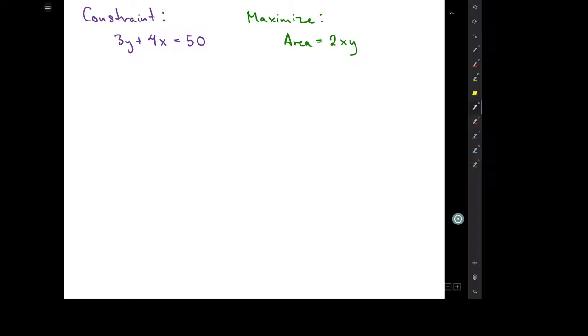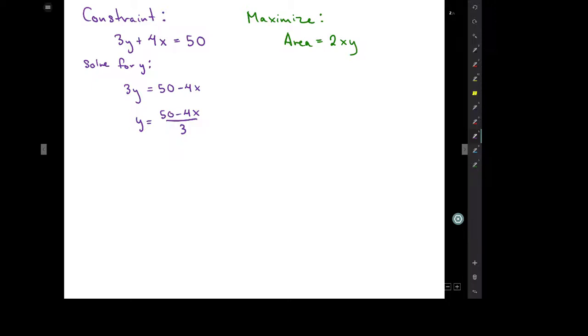Now what I'm going to do is take the constraint equation and solve for one variable. And I could do either one. I've decided that I want to solve for y. So I'm going to subtract 4x from both sides, and I have 3y is 50 minus 4x, and I divide both sides by 3, and I get that y is (50 minus 4x) divided by 3.